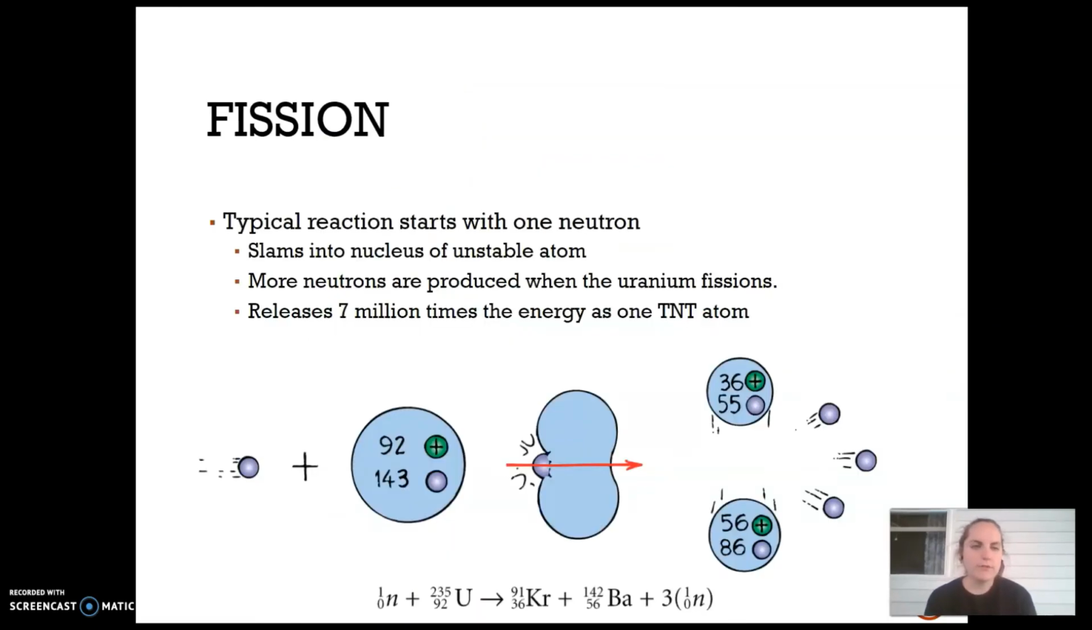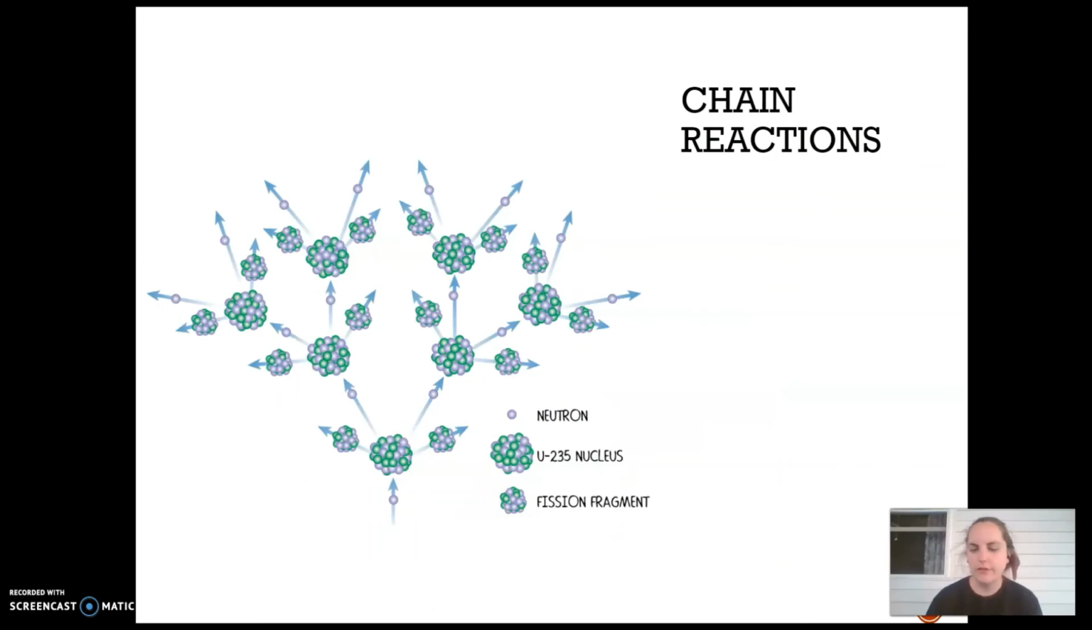With fission, a typical reaction starts with one neutron, and then it slams into another nucleus, and that nucleus becomes unstable, and it just keeps on with this chain reaction all the way through. More neutrons are produced when the uranium fissions, and it releases about 7 million times the energy of one TNT atom. Again, it's all about this chain reaction that occurs.